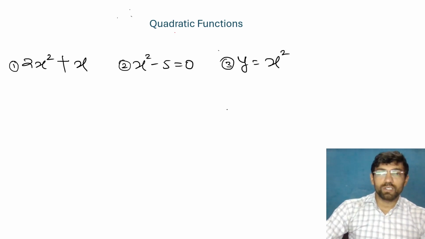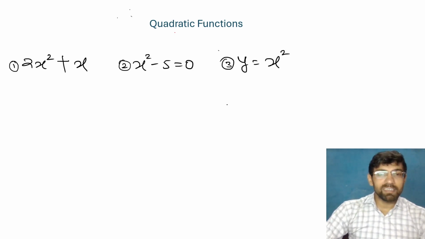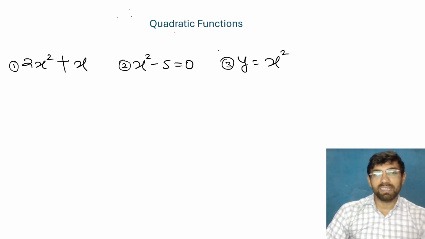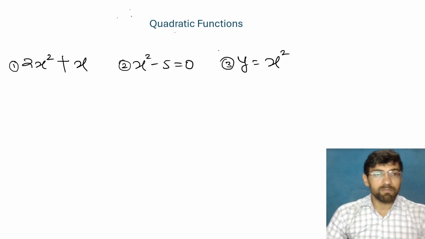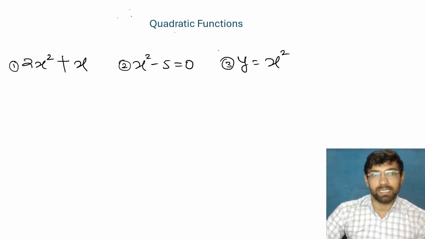Okay, so today we will be starting with quadratic functions. Let us see, I have written three different expressions. I will say 2x square plus x is the number first. Number second is x square minus 5 equals to 0, and third is y equals to x square. So let us first understand how these three expressions are different.